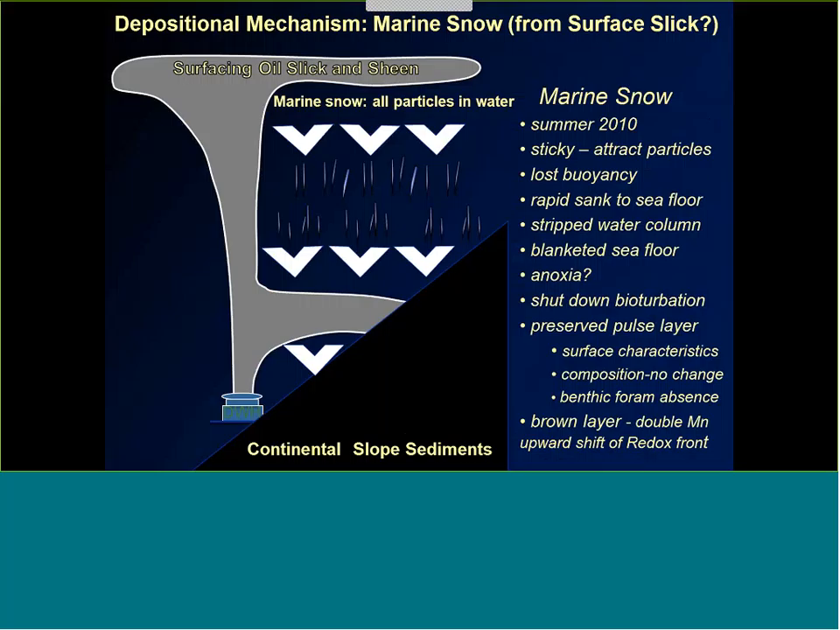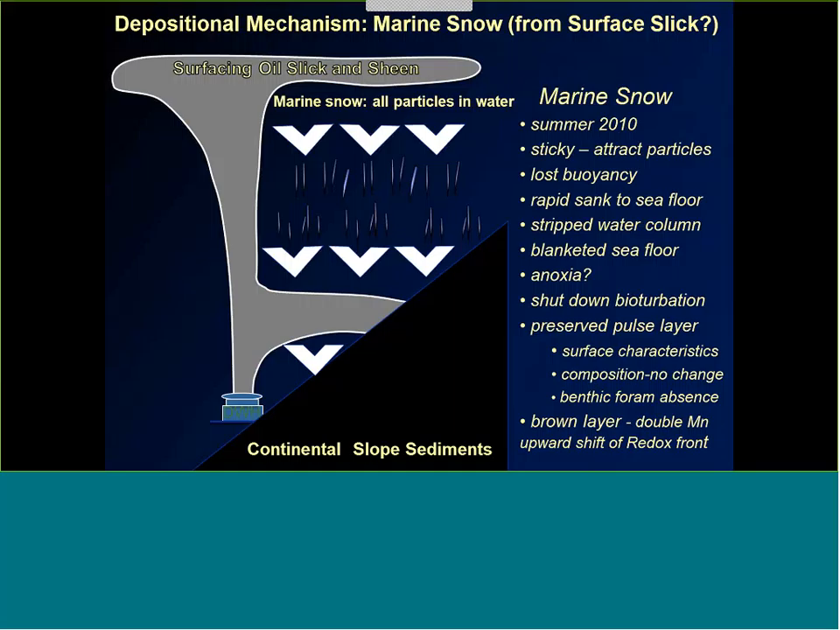And once enough particles stick to it, it will lose buoyancy. It settles rapidly to the sea floor, and it strips the water column pretty much of any particulate in the water column. And once it reaches the sea floor, it blankets the sea floor, possibly causing anoxia. Other marine snow events have documented this. We have not. We just did not detect it.